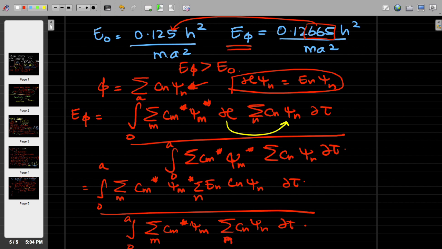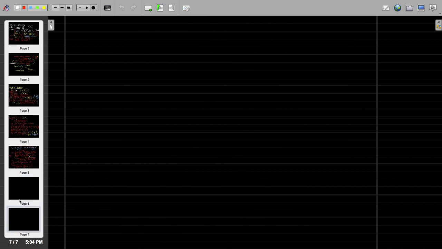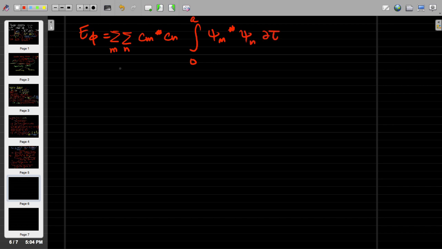Okay, now having done this, we can simplify this even further. E phi will end up becoming integral 0 to a. We can have the summations over m and n outside: summation Cm star Cn integral 0 to a psi m star psi n d tau, the whole divided by summation over m and n of Cm star Cn.